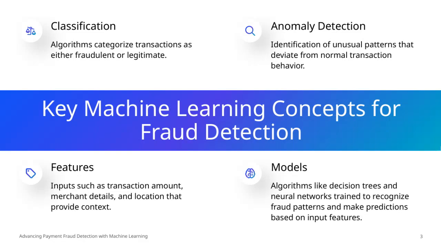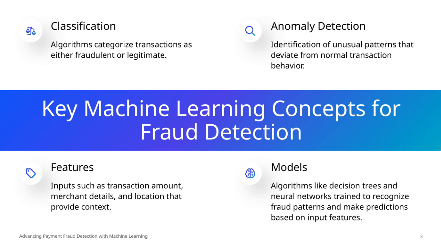When we talk about fraud detection in machine learning, there are a few key concepts to understand. First is classification, which is all about sorting transactions into categories, either fraudulent or legitimate. This helps us quickly flag anything suspicious. Then, there's anomaly detection, which focuses on spotting unusual patterns that don't fit the normal transaction behavior. These anomalies can often be red flags for fraud.